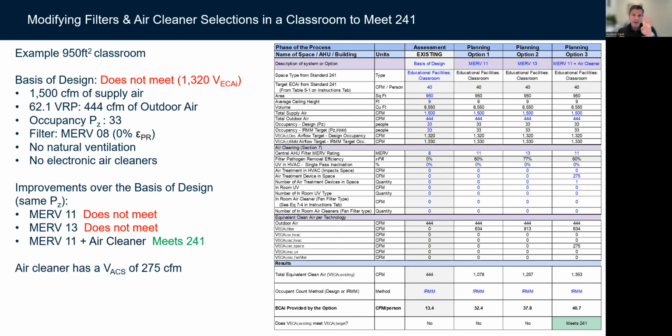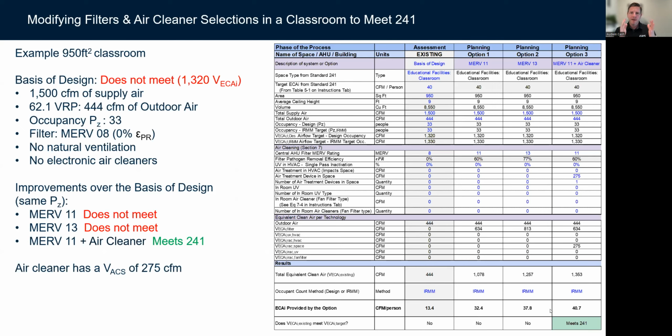Still don't meet the requirements. Remember, I'm aiming for 40. So I kept the MERV 11 in the design. I've tried some different permutations you can see here. I went to a MERV 13, it didn't pass. You keep your MERV 11 in, and you add a cleaner that delivers 275 CFM of cleaned air, I'll meet the requirements.